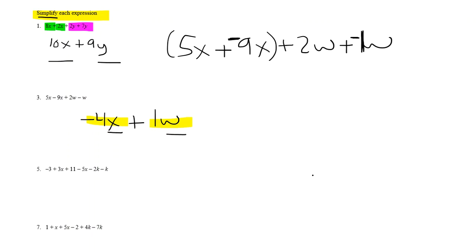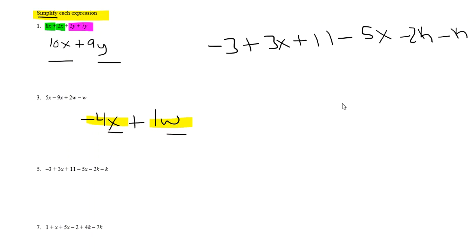Okay, let's go ahead and look at number 5. I went ahead and wrote 5 a little bit bigger. Before we do anything with this one, let's change all of our subtractions to addition. We have this negative 3 right here, and then we have an addition of 3x, and then an addition of an 11, and then we have a subtraction.